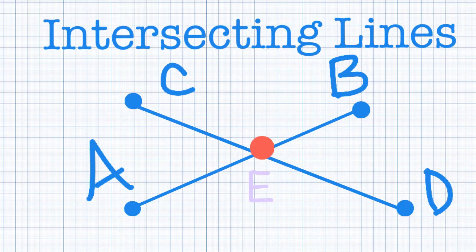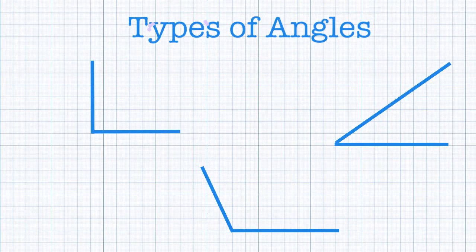Okay, so when we are identifying an angle, for example, CEA, we would write that as angle CEA, and that would be this angle right here. So now that we know how to identify an angle by the existence of the intersecting lines and the vertex, we'll now get into the types of angles.